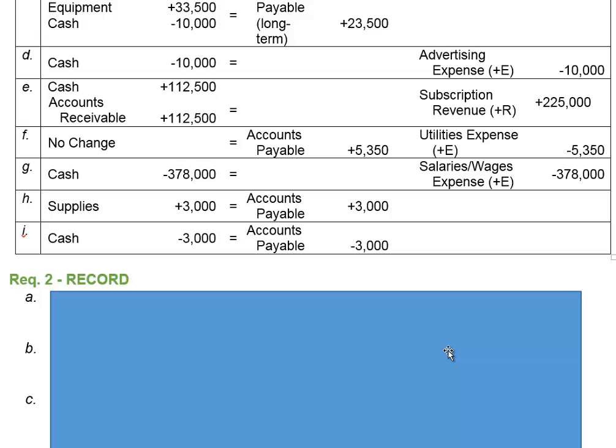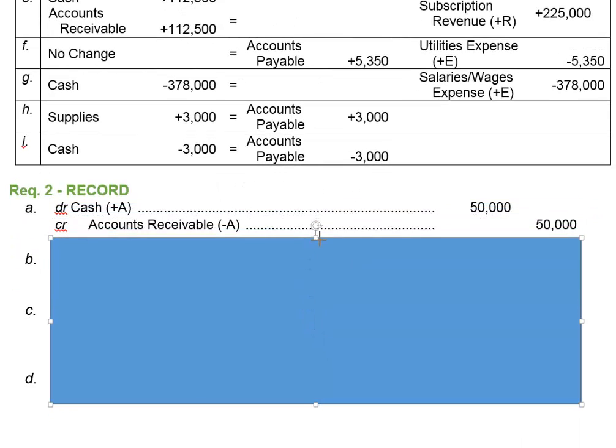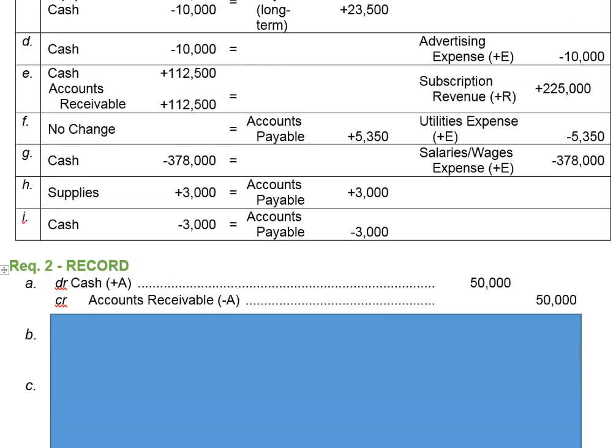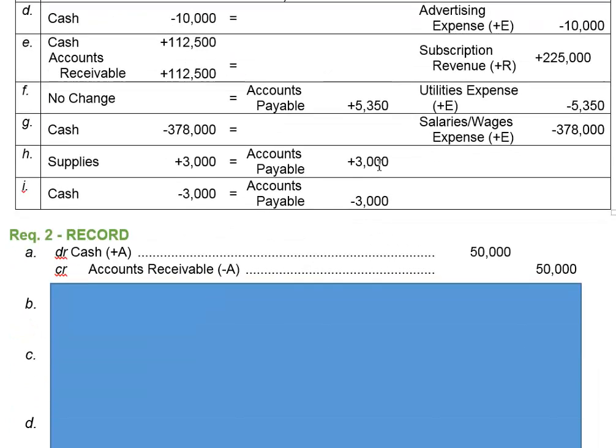So now, what we're going to do in our next step is look at recording these transactions. So what would we do here? Well, the first thing we would do is, if we went back here, we could see that our asset cash was going up and our asset receivables were going down.